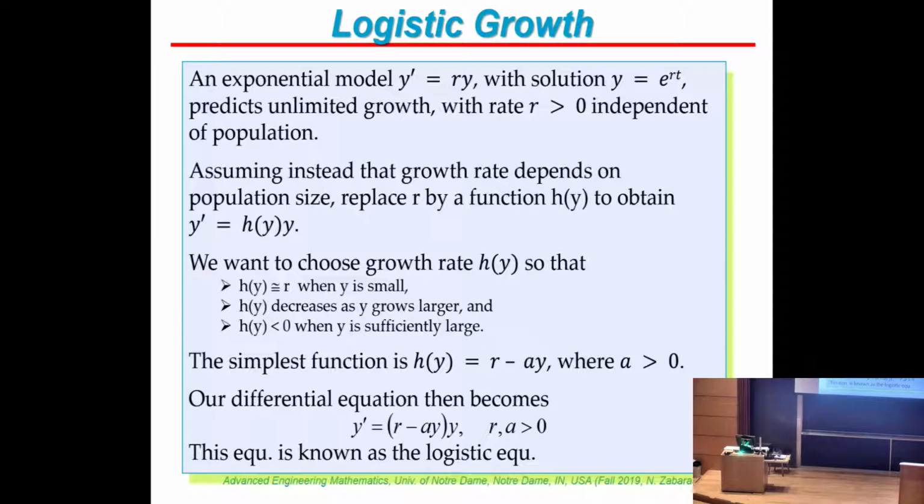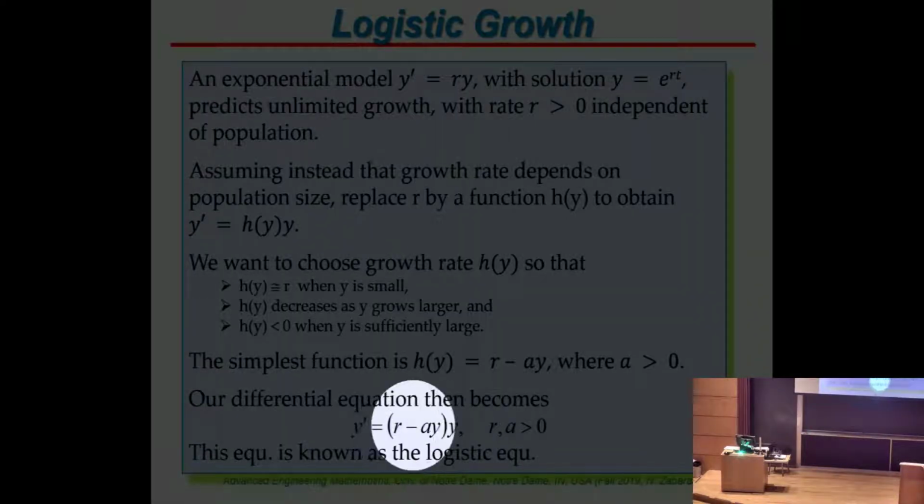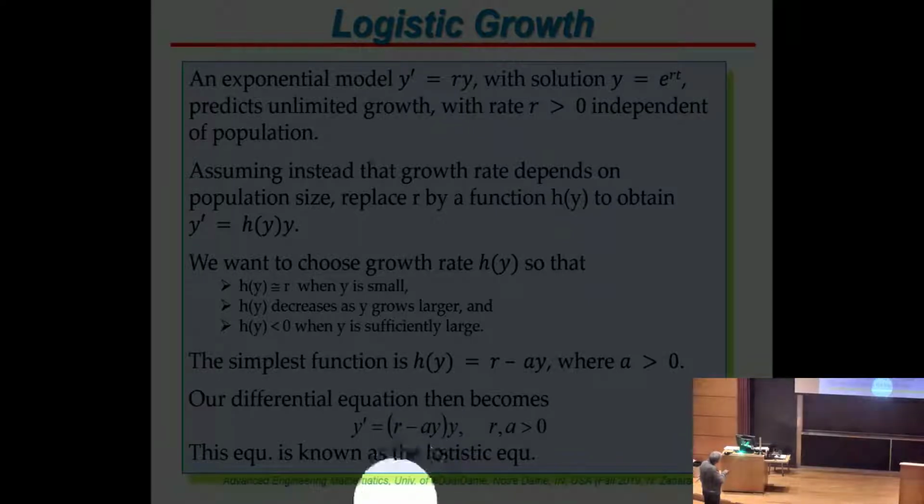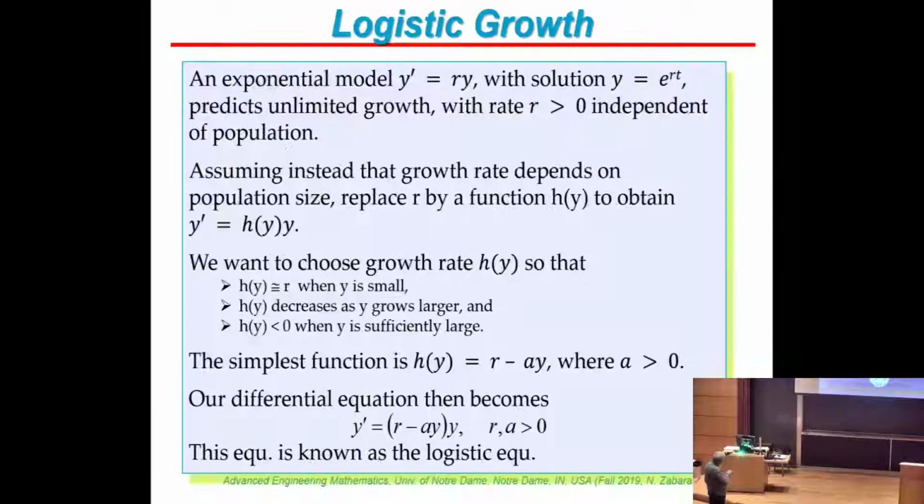You can see if y is small, then the growth rate is r. That's what we had before. But as y increases, the growth rate decreases. And as y is very big, the growth rate is what? Is negative. Okay? So this model is way more realistic than having an exponential growth or a decay to 0. The only thing we have done is take a linear function to represent this growth rate. So from r, we went to r minus alpha y.